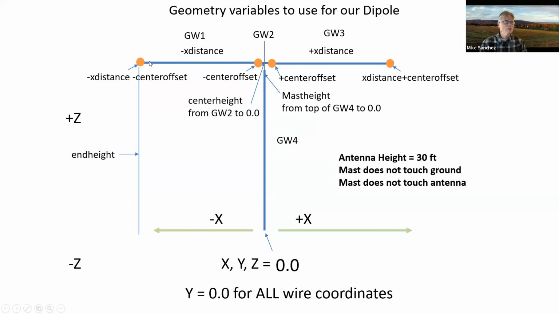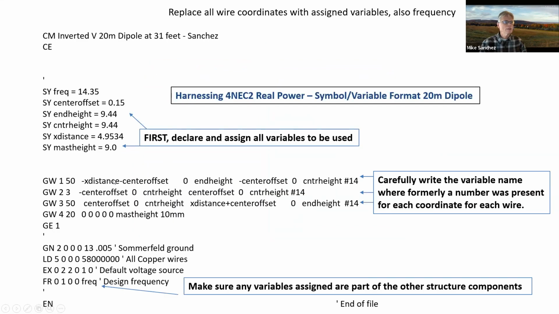So here's the first wire, GW1. X, Y, Z of the far left, and then X, Y, Z coordinate of the rightmost part of the left leg, and then we give it the type of wire it is, number 14. Or that's the radius of the wire. It's also a variable, but it's internally declared.